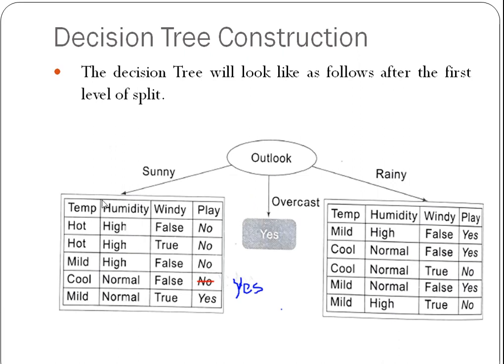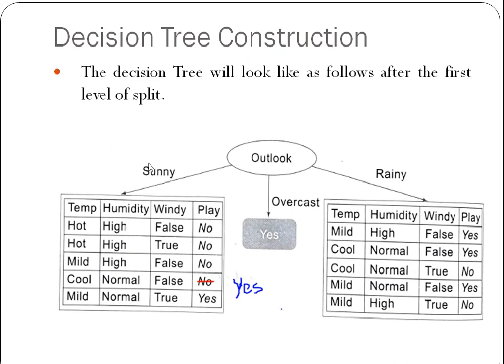If it is sunny, I will now use the data where outlook is sunny. So you are seeing this data. How many records are there? 1 2 3 4 5 and 6. And these are from the data set where the outlook is sunny.